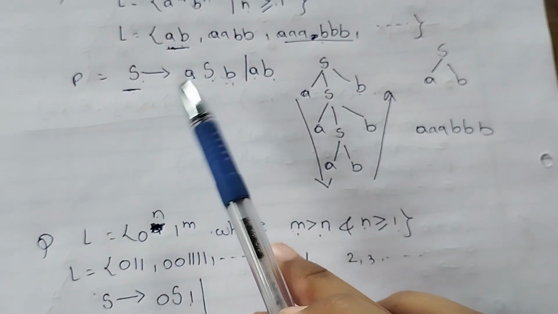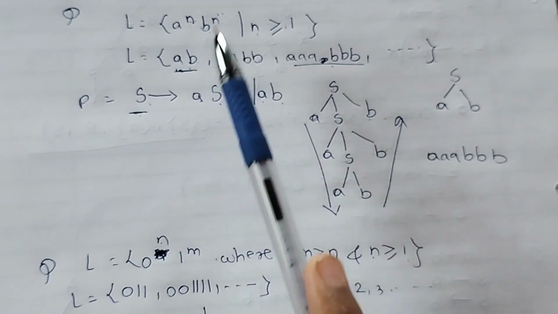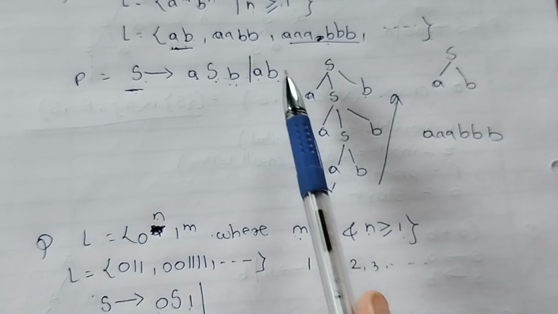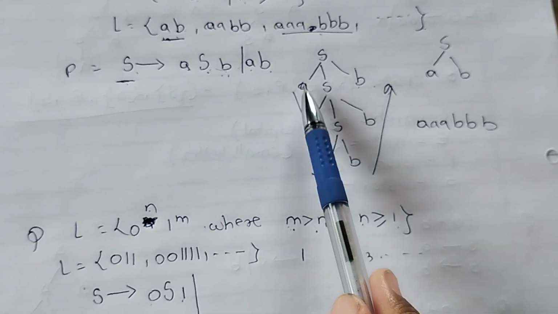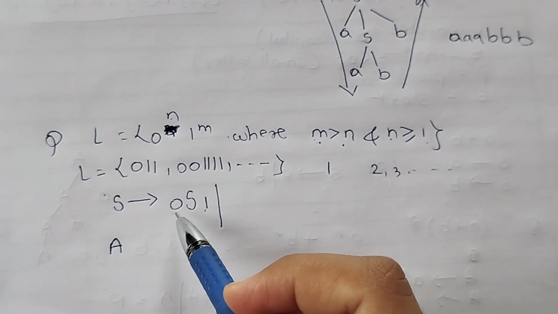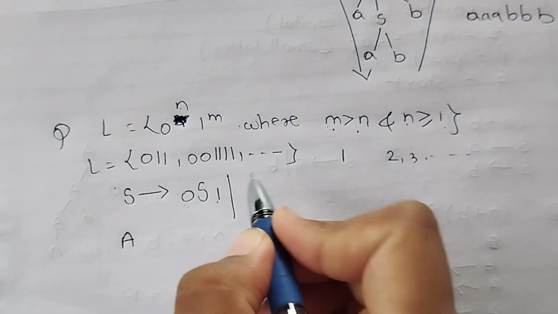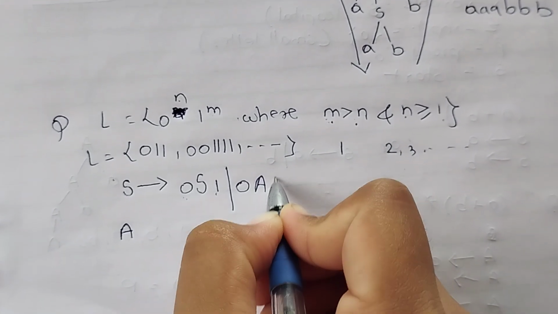In the previous year we saw that when we want an equal number of A and an equal number of B, at that time we write this production S → ASB or simply AB. So when S repeats, an equal number of A and B comes. But here we do not want an equal number of 0 and 1. For that we write one more production, 0A1.